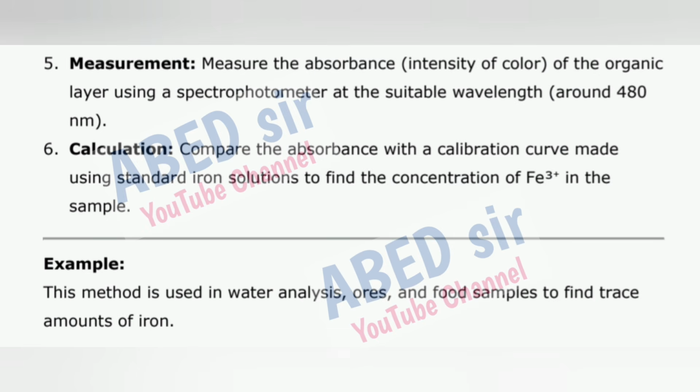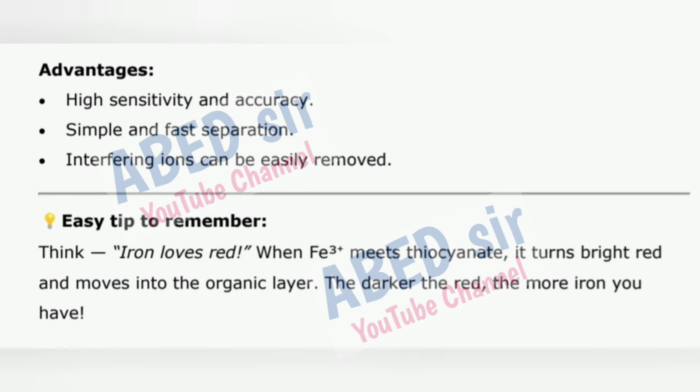Example: this method is used in water analysis, ores, and food samples to find trace amounts of iron. Advantages: high sensitivity and accuracy, simple and fast separation, interfering ions can be easily removed. Easy tip to remember: think iron loves red. When Fe3+ meets thiocyanate, it turns bright red and moves into the organic layer. The darker the red, the more iron you have.